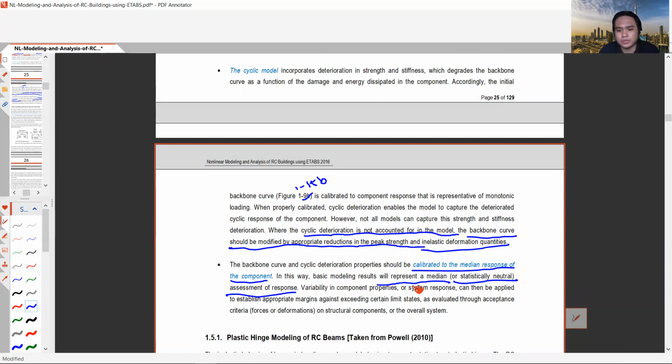So maybe we can use median or the average or any statistically neutral na pag-assess. Okay, so yun lang lahat na naiintindihan ko.